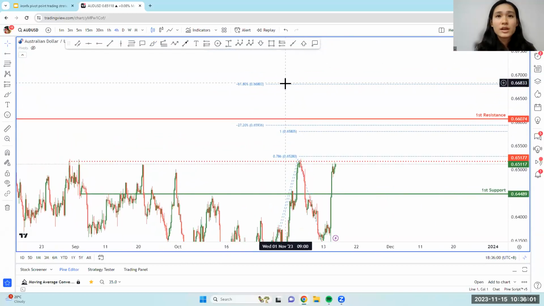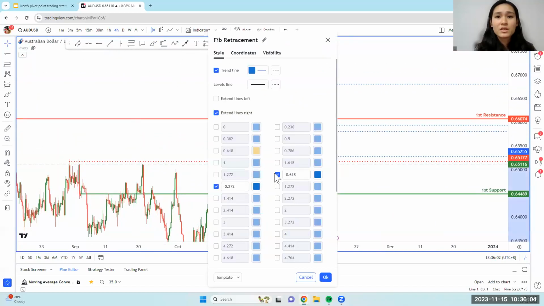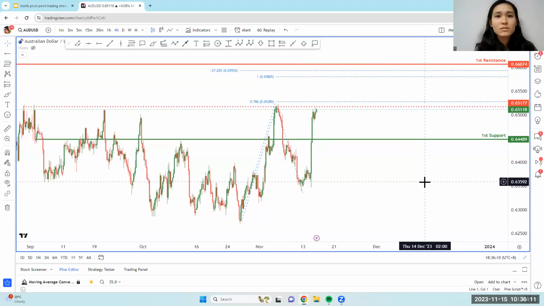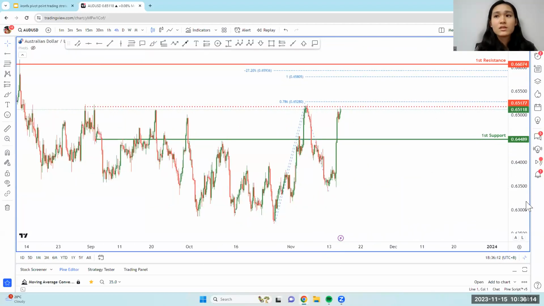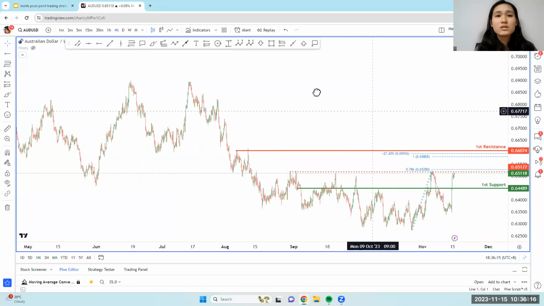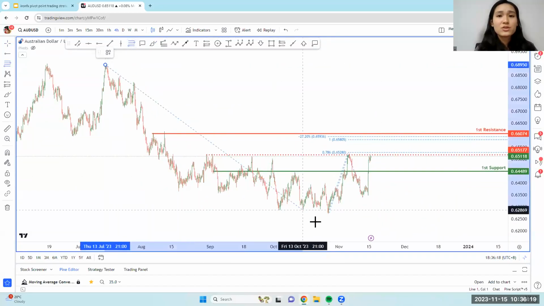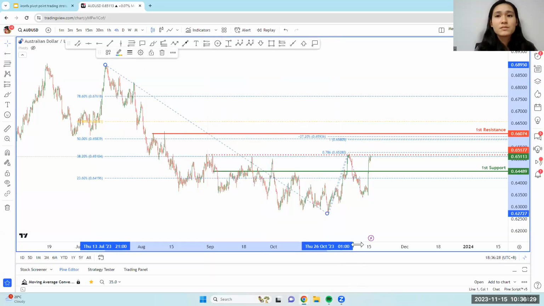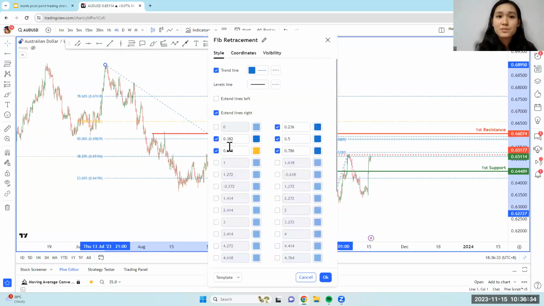Okay, I'm gonna ignore the minus 61.8 because it's pretty far away from where price is currently at. Let's see if we have any other levels. Okay, I think I have a retracement over here. For retracement, remember we use these 5 levels. My 50% lines up, and so does my 38.2.